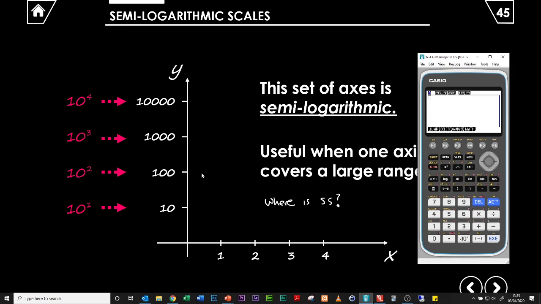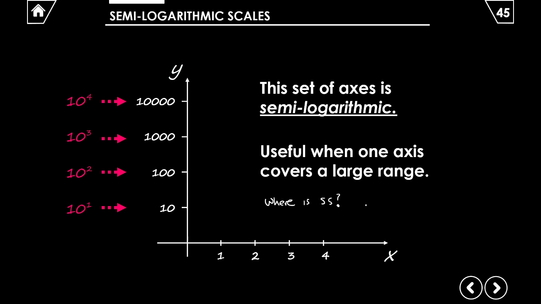So let's have a think about how we could figure out where 55 would be on the y-axis here. Well, notice that this dash here is 10 to the power 1 and this dash is 10 to the power 2. Any dash that we make in between here would be 10 to the power of something between 1 and 2. So what we want to know, if we want to plot 55, is what 10 to the power of something is 55. What value would that be?